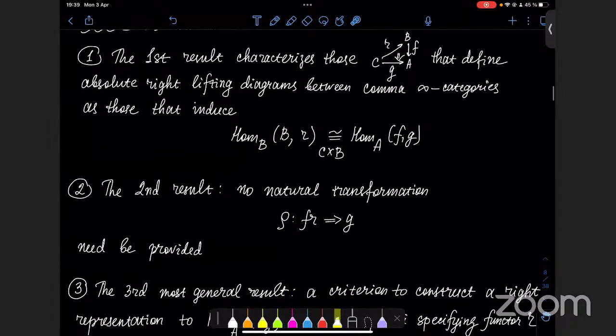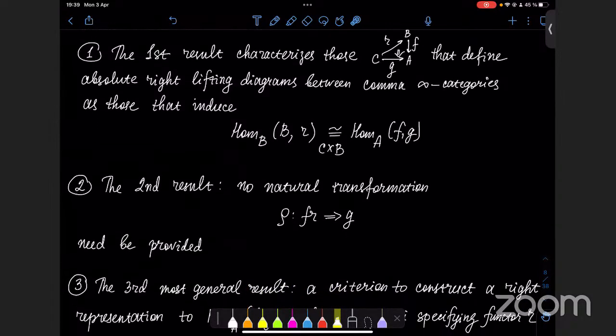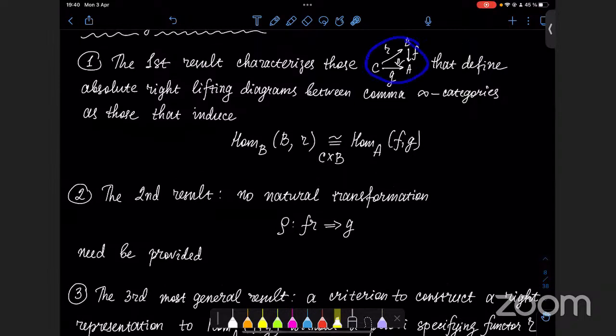Okay, the next result tells us that we can omit a natural transformation in the condition, and it means that you just have some diagram without any two-cell, and we can omit it.